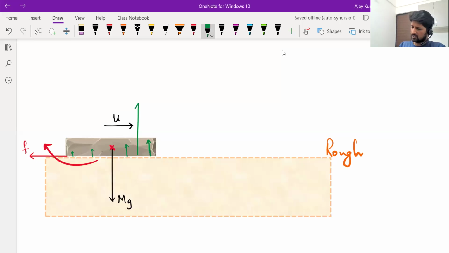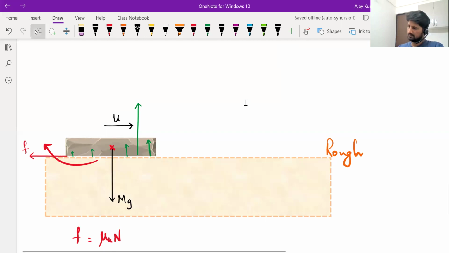And by writing net torque equal to 0, you should know how much friction acts on it. Kinetic friction, you know the formula, F is equal to mu k into N. And if the dimensions are given, you can write how much clockwise torque friction produces, and equate it to anti-clockwise torque produced by normal. You can tell the distance by which normal shifts also.